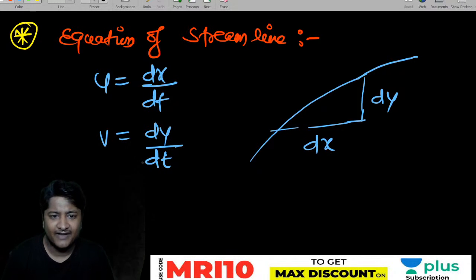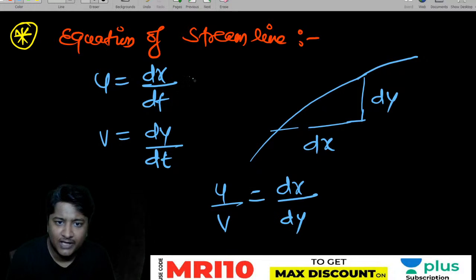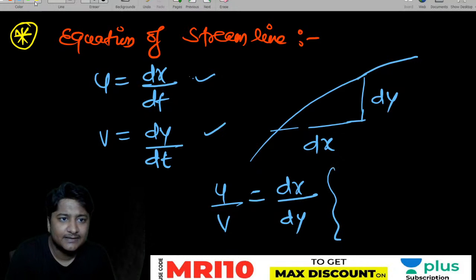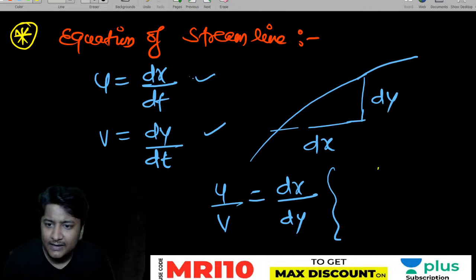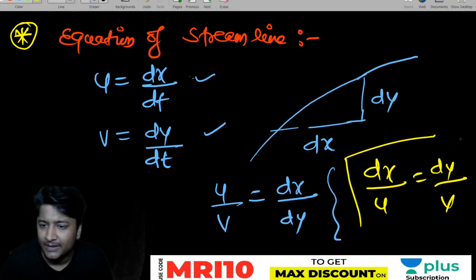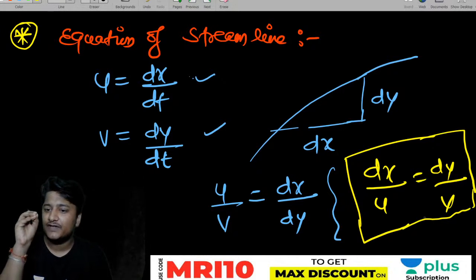Now, if you take a ratio of this, आपको क्या आएगी? u by v will be equal to dx by dy. मैंने इन दोनों का रेशियो ले लिया. I have taken the ratio of these two. That's something I can write as dx upon u will be equal to dy upon v. And this is nothing but the equation of streamline. इसको आप क्या बोलते हो? Equation of streamline.